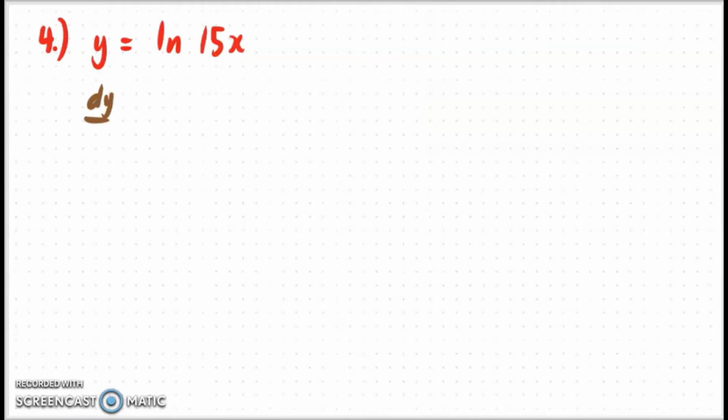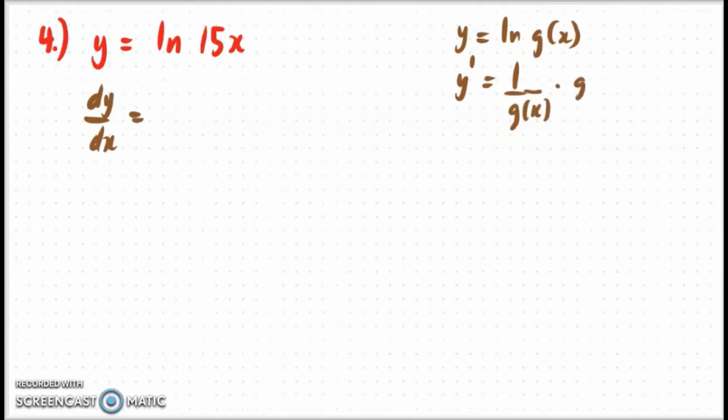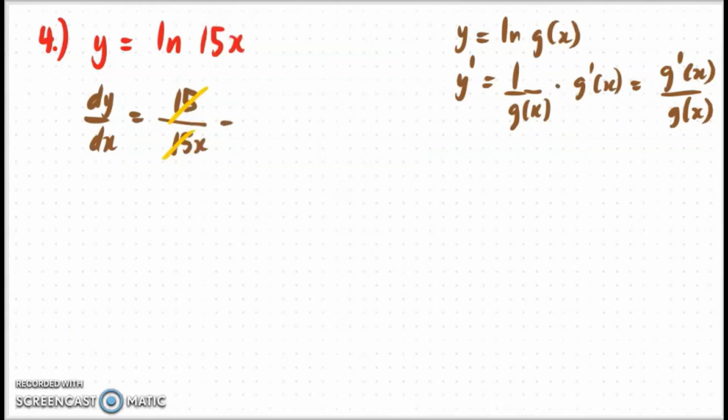The derivative of y with respect to x is equal to, so this format again, let us have a recap. If our y is ln g of x, then the derivative is 1 over g of x multiplied by the derivative of g of x. Or again, g prime of x over g of x. So for this, we have the derivative of 15x. 15x is our g of x here. So the derivative of 15x is 15. And then over the g of x itself, which is 15x. Therefore, if we simplify this, we can cancel 15, right? So the final answer will be just 1 over x.